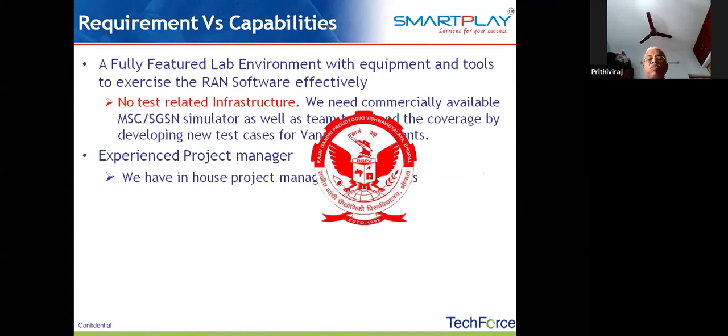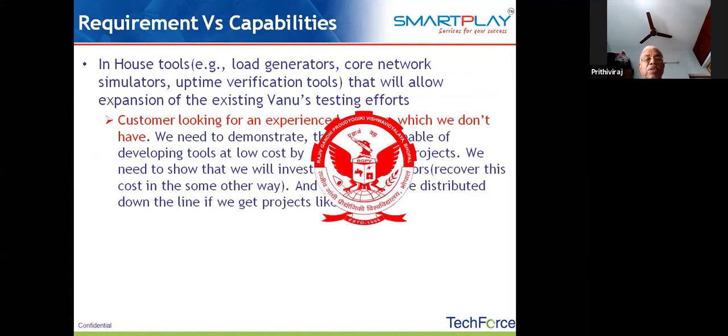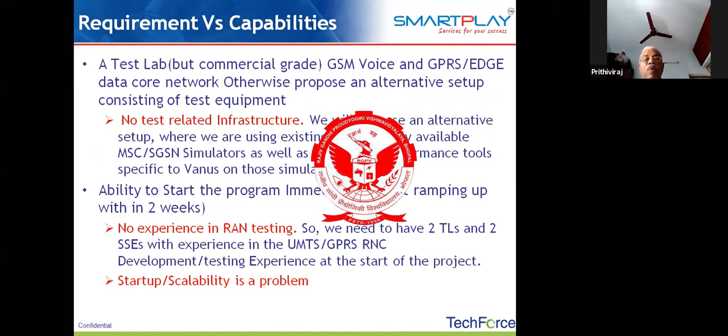So a fully featured lab environment with equipment and tools, etc., and software effectively. For test related infrastructure, we need commercially available simulators as well as a team to extend coverage. And we have an in-house project manager who can handle all this. Next. These are the tools which we are talking about. Next. Yeah, a test lab, what all it has, and the startup and scalability, and all those requirements have been brought in here. Okay, and how they are all being combined together. Next.